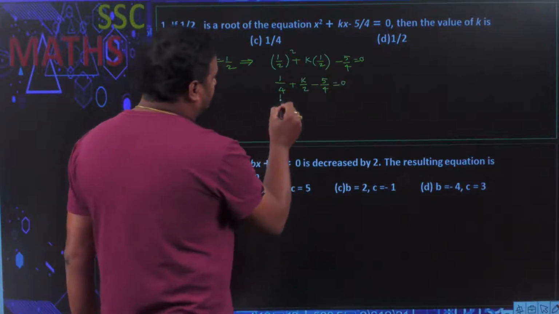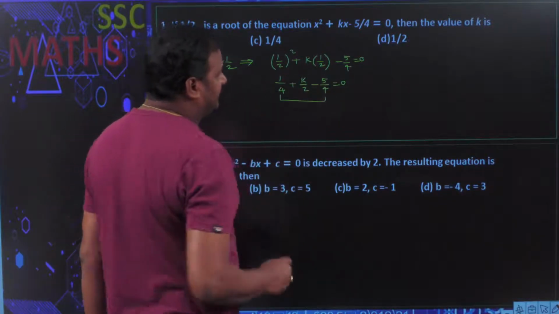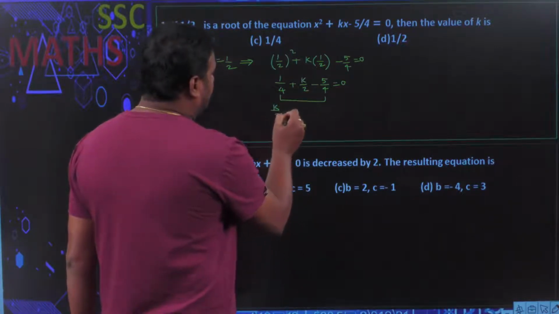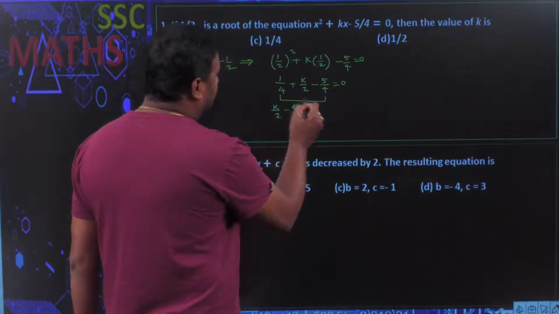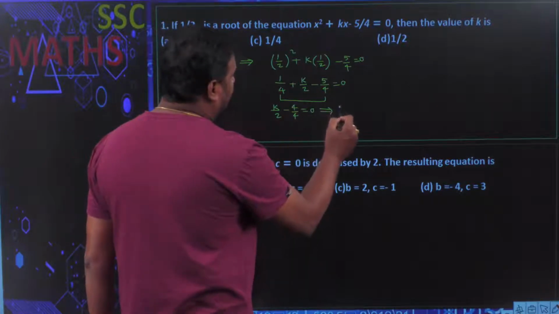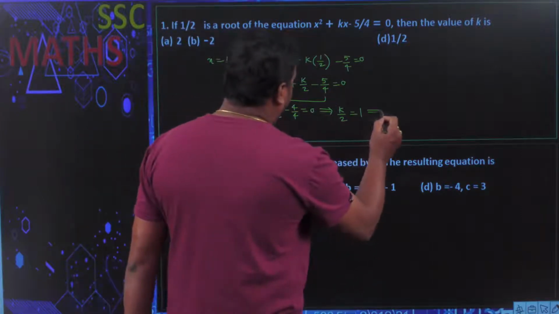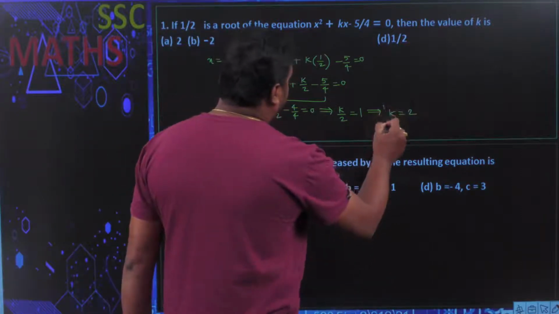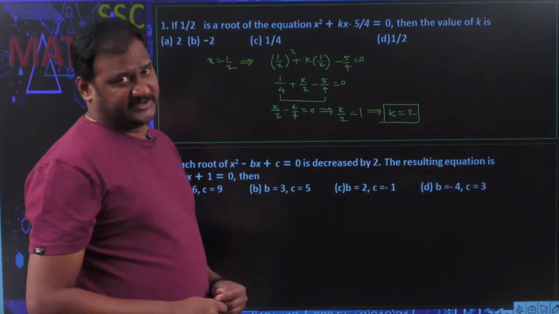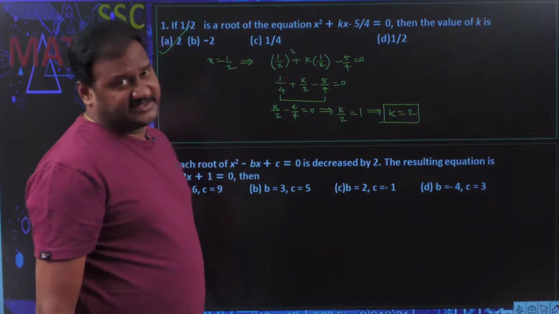See, here it is 1 by 4 minus 5 by 4. What is 1 minus 5? 1 minus 5 is equal to minus 4, divided by 4. So k by 2 minus 4 divided by 4 is equal to 0. Correct? So 4 by 4 is equal to 1. So k by 2 minus 1 equal to 0 means k by 2 is equal to 1. Then the value of k is going to be 2. This is the value of k for which 1 by 2 is a root of this equation. So k is equal to 2. Where is that answer? Option A is the correct answer.